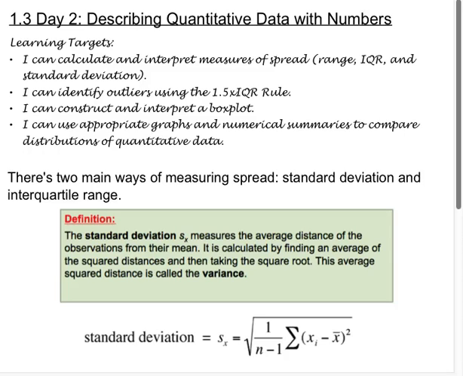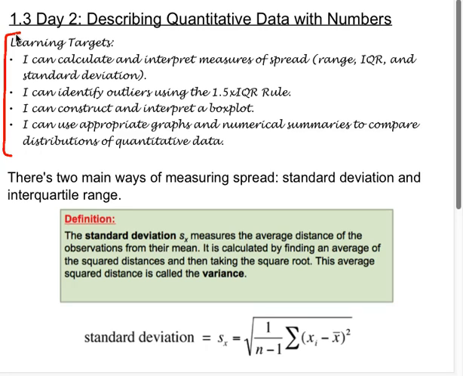Today we're going to wrap up describing quantitative data with numbers with some more learning targets. So today, what we're talking about: I can calculate and interpret measures of spread, range, interquartile range, and standard deviation. I can identify outliers using the 1.5 times IQR rule. I can construct and interpret a box plot. I can use appropriate graphs and numerical summaries to compare distributions of quantitative data.